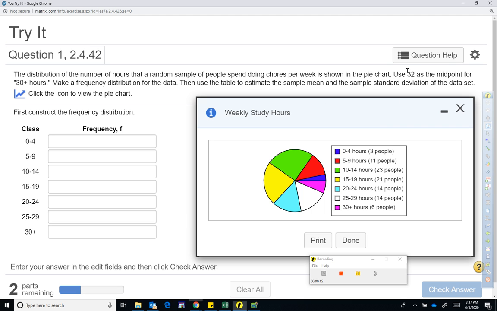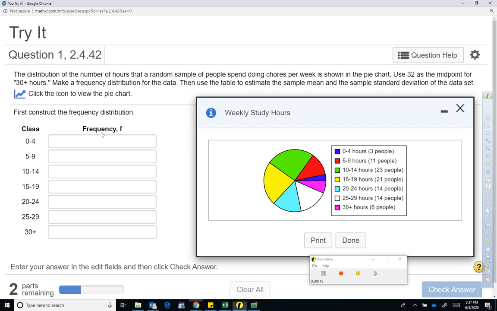I choose 32 as the midpoint for 30 plus hours. So here we insert the frequencies, and the midpoint for 30 plus is going to be 32. Make a frequency distribution for the data. Then use the table to estimate the sample mean and the sample standard deviation of the data set. So let's write down the frequency.